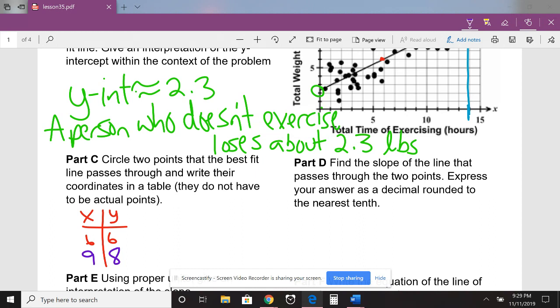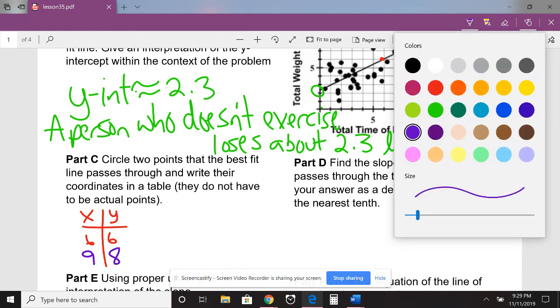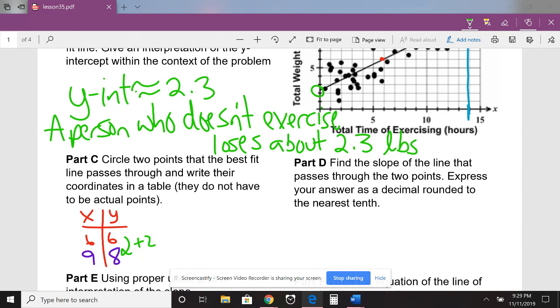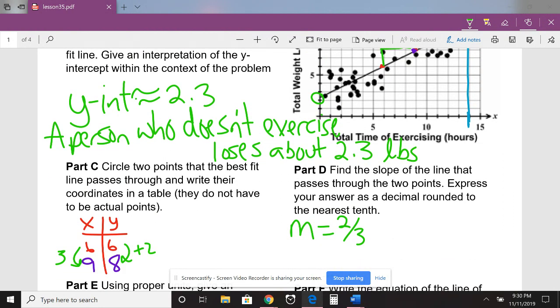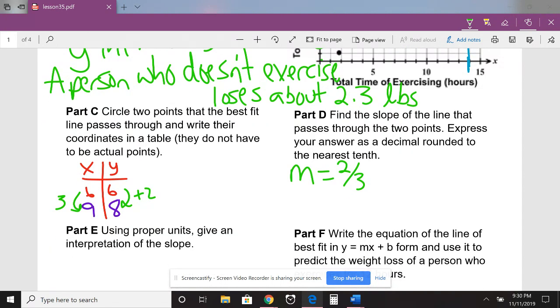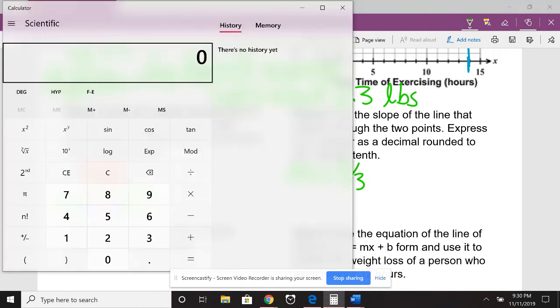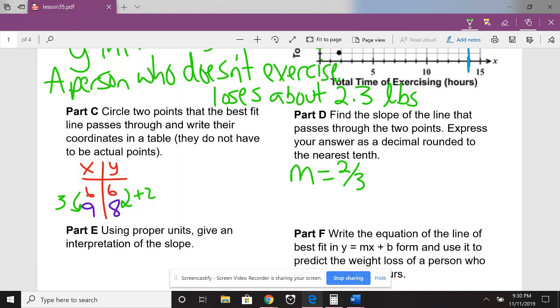Find the slope of the line that passes through those points. Okay, so remember slope is rise over run. So this goes up 2 over 3. Or you could have done that in the graph, up 2 over 3. Bam. Now, it says express your answer as a decimal rounded to the nearest tenth. So 2 over 3 as a decimal is 0.6 repeating. So when I round that to the nearest tenth, it's going to round up to 0.7. Ugly 7, there we go.